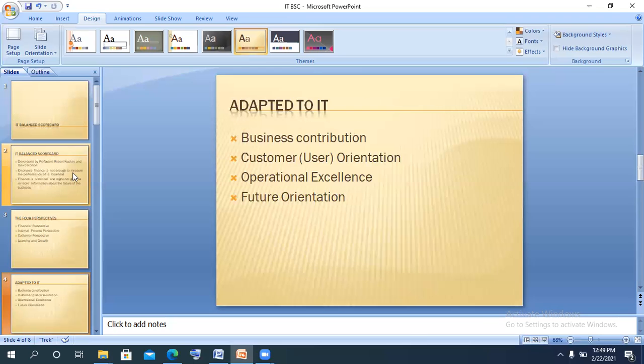So IT should be able to bring up innovation that will project the business into the next 10 years, the next 15 years, next 20, 30 years. So IT should be able to keep the business in shape in terms of agility, in terms of adaptability. Okay, so they should be able to bring ideas, innovation, technological products, technological services, technological platforms that will be able to give the business an edge into the future.